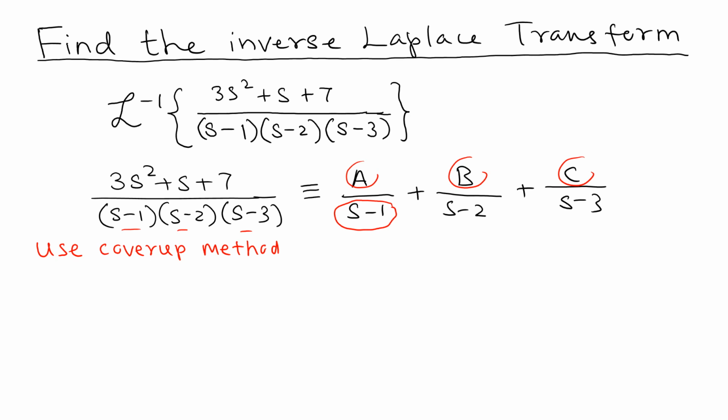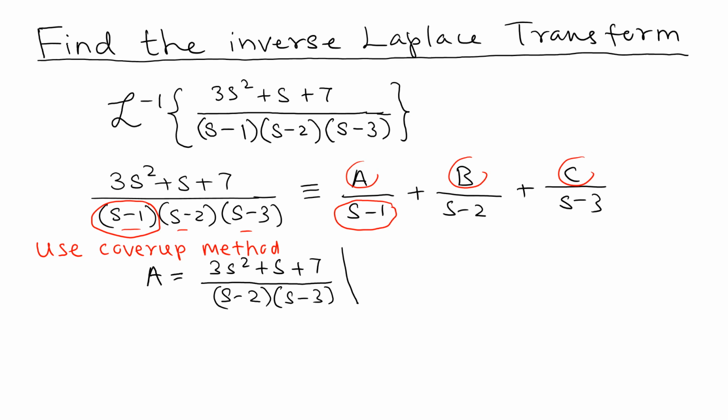For example, if you want to find A, we're going to cover up that factor. We remove it and write the rest. So it is going to be 3s squared plus s plus 7 from the numerator. From the denominator, you remove the s minus 1 factor, so you only have s minus 2 and s minus 3. That's the cover-up. Then you substitute the value that makes the covered factor 0, so s minus 1 is 0, meaning s is 1.